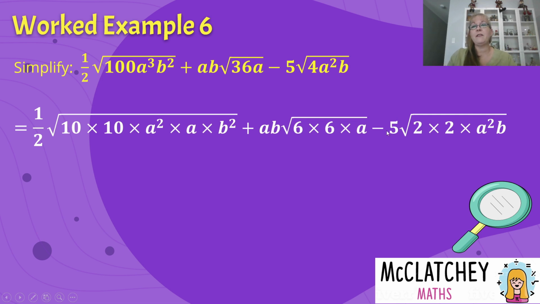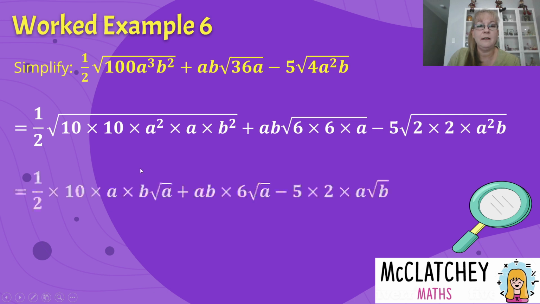So we can simplify this a little bit further now. Let's take these numbers out the front. The square root of 10 times 10 is simply 10. So half times 10. This a squared, if I take the square root of that, I'm simply going to have a. B squared, the square root of that is simply b. And the only thing I can't take away from the surd is this root of a.